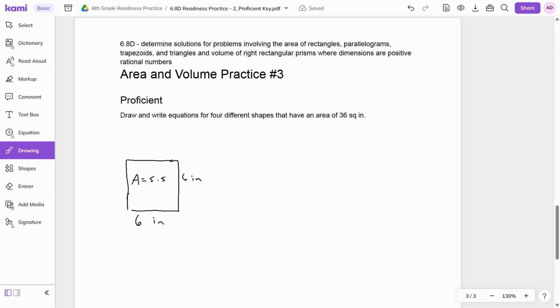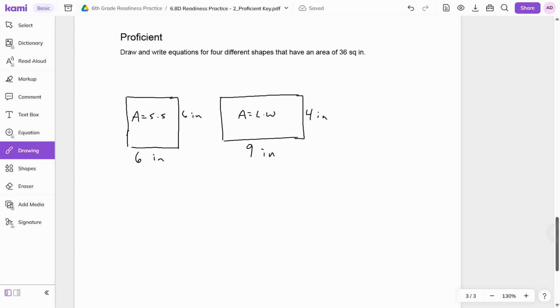We could do a rectangle. We could do several rectangles, but I only want to do one of those. We can say the area equals length times width, and this could be, let's call this 9. Let's call this 4. I'm looking for 2 factors that make 36. All right, now it's going to get a little bit trickier.